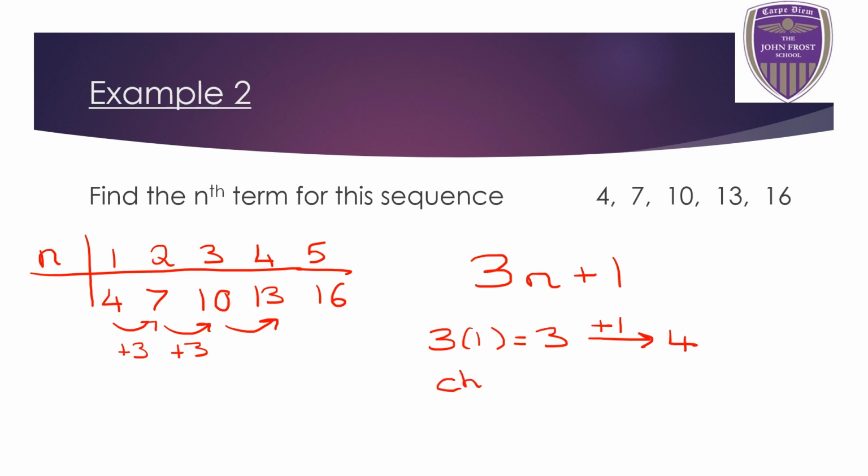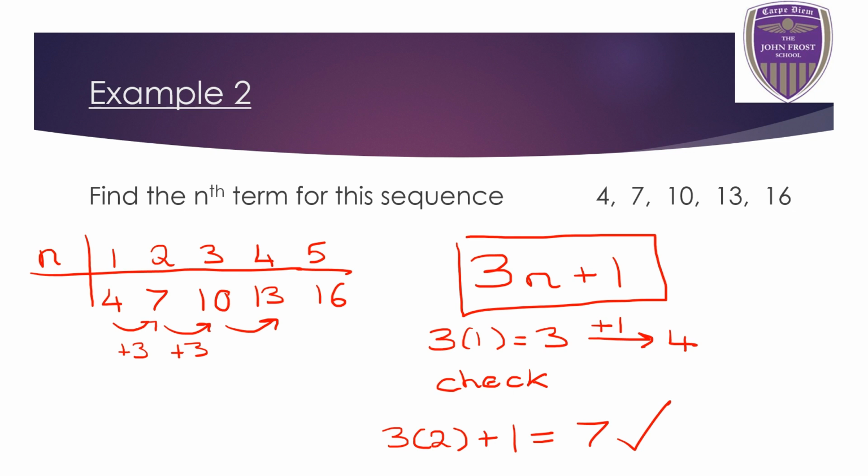But before we take that as a certainty, let's check. And we're going to put 2 into the equation, okay? So I'm going to put 2 into my new nth term formula, 3n plus 1. And 3 times 2 is 6. 6 plus 1 is 7. Look at that. The second term in the sequence is 7. So my nth term is 3n plus 1.